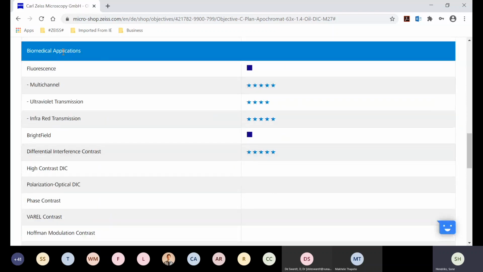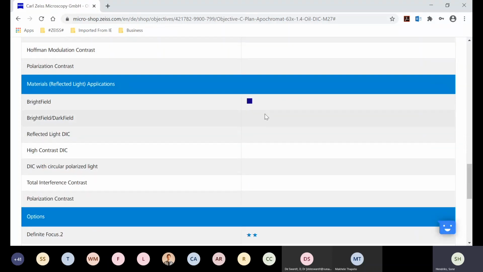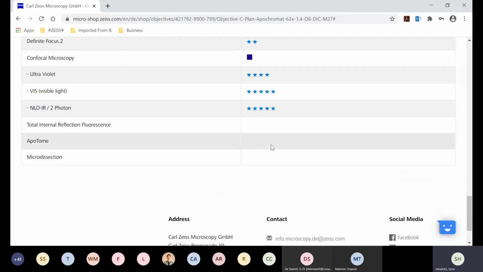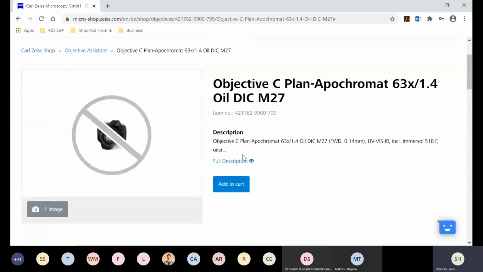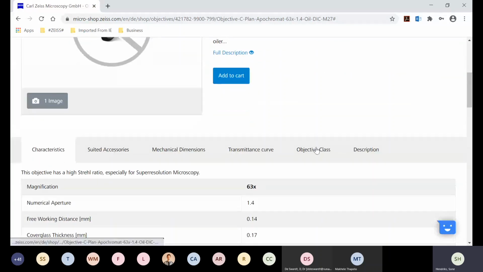What the suitable applications for it. So this objective is really, really good for fluorescence microscopy, for multi-channel, ultraviolet and infrared. It can also be used for bright field microscopy and specifically differential interference contrast. And here it would give you all the different information. You can also then get the transmission curves and the accessories, transmission curves, objective classes and descriptions.